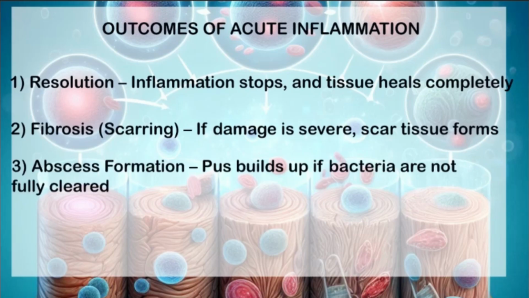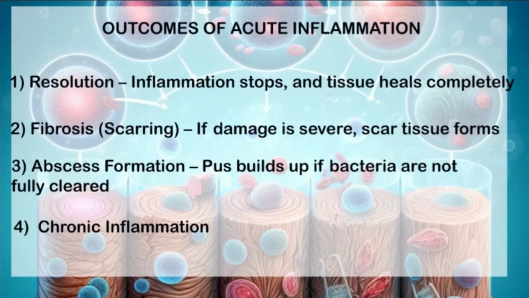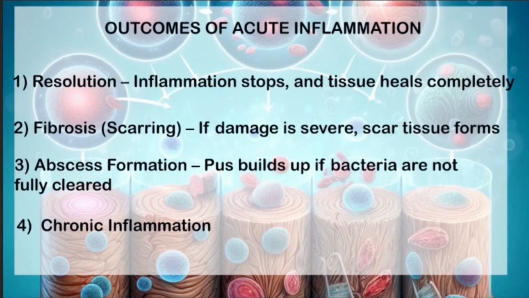Then thirdly, we have abscess formation. Pus builds up if bacteria are not fully cleared. Then we have chronic inflammation. So if the cause isn't removed, inflammation continues, leading to long-term diseases like tuberculosis and rheumatoid arthritis. Most of the time, acute inflammation is helpful, but if it goes unchecked, it can cause more harm than good.